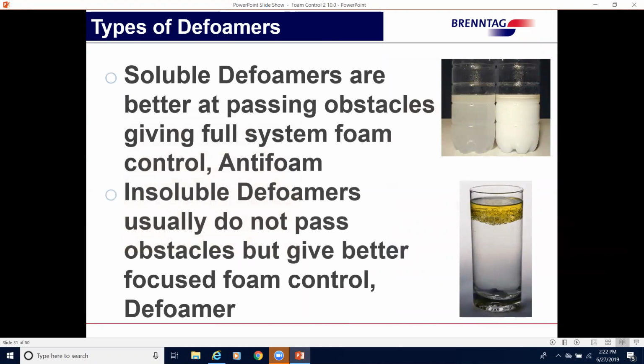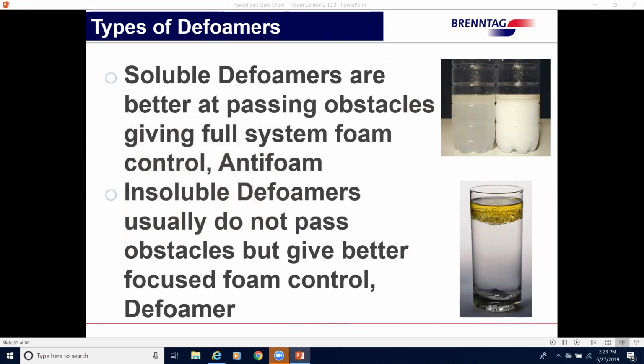So which kind of defoamer would you use in the field? Well, if you're trying to decide whether you need a soluble or an insoluble product, you got to think of a couple of things. Soluble defoamers are typically better at passing through obstacles in the system, if you have some hard to get to areas, and they'll give you more full system control, and they're great anti-foaming agents.